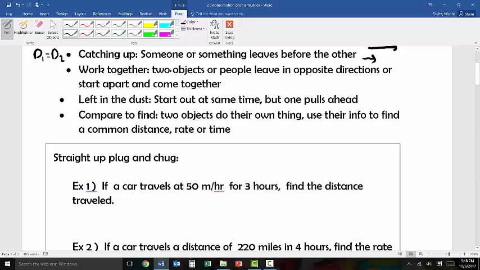Working together. That's when you have either 2 objects or people, and they'll either leave in opposite directions or start apart and come together. By leaving in opposite directions, I mean they travel apart from each other, or they'll travel towards each other. Either way, they're working together to cover a certain distance. And if you see that kind of problem, you're going to add their distances together, and that's going to equal whatever total distance is desired.